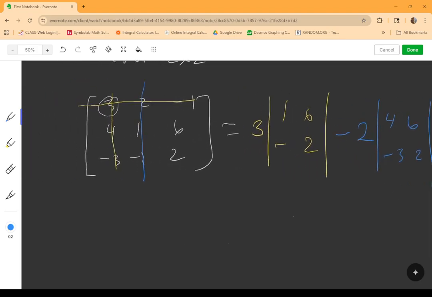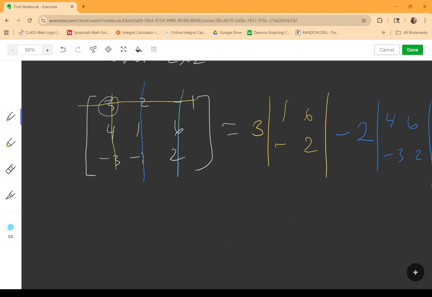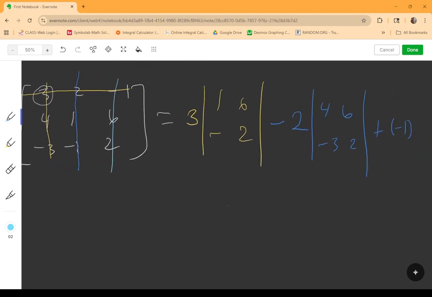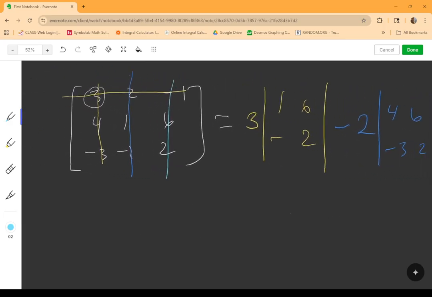And the submatrix I get there is from blocking out the first row still, but now the third column. And we see the submatrix there is 4, 1, -3, -1.